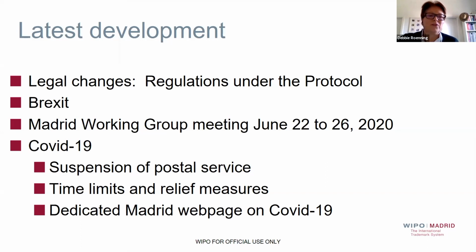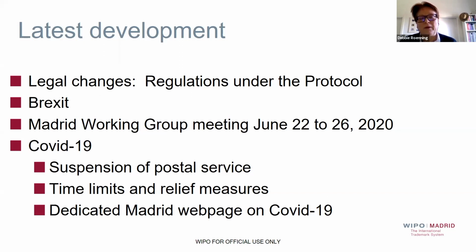We are currently scheduled to have our Madrid working group meeting in June this year. It has not been confirmed, but we're still planning ahead. We have some interesting topics on the agenda for this year. We have some proposed amendments to the common regulations. One important one will be to make it mandatory to provide an email address when you fill out an international application or a request for a change. This will allow us to have full electronic communication with our users.